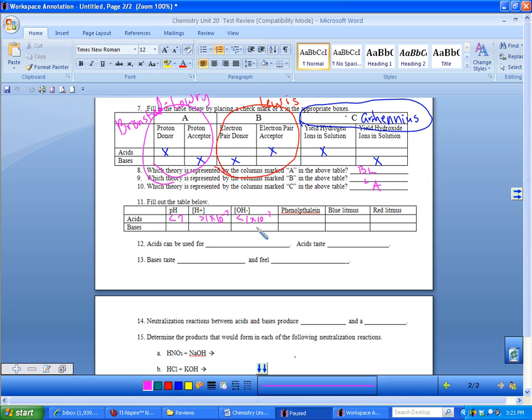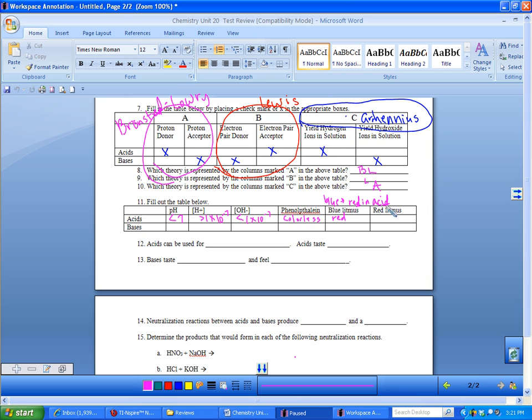And the phenolphthalein will appear colorless if we are using it to indicate the presence of an acid. The blue litmus paper in acid will turn red. Remember we said blue turns red in acids.